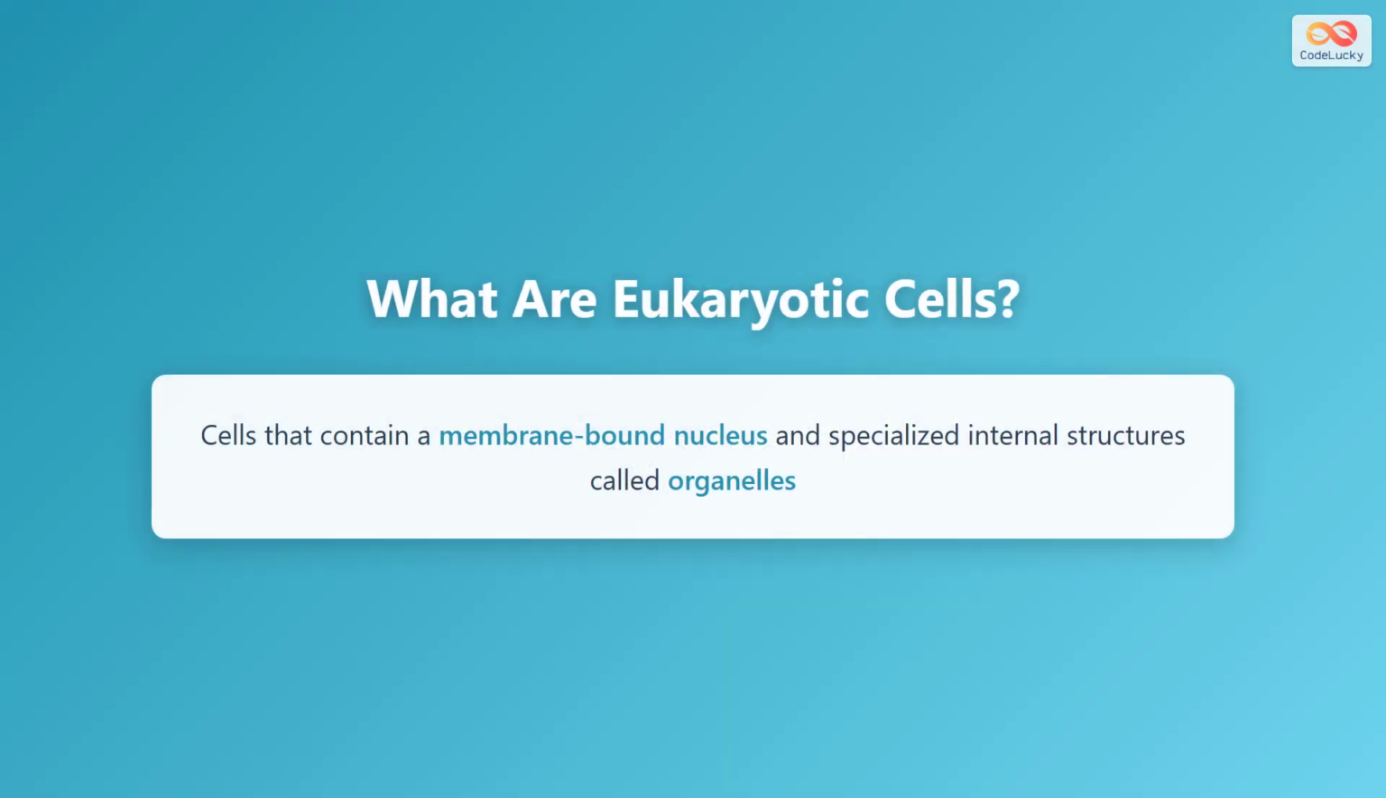Eukaryotic cells are defined by two key features. First, they contain a membrane-bound nucleus, which is like a control center that houses the cell's genetic material, or DNA. Second, they have specialized internal structures called organelles. Each organelle is surrounded by its own membrane and performs a specific job within the cell. This compartmentalization allows eukaryotic cells to carry out complex functions efficiently.